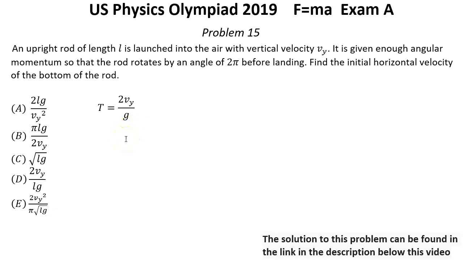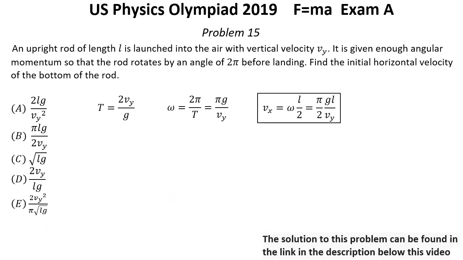Now we can count the angular velocity of this rod, omega. It will be 2 pi over period T, which is pi g over Vy. And the last step is to find the horizontal velocity of the bottom end of this rod. That will be omega multiplied by the radius, which is L over 2. And the final result for horizontal velocity is pi over 2 times g L over Vy, which is answer B.